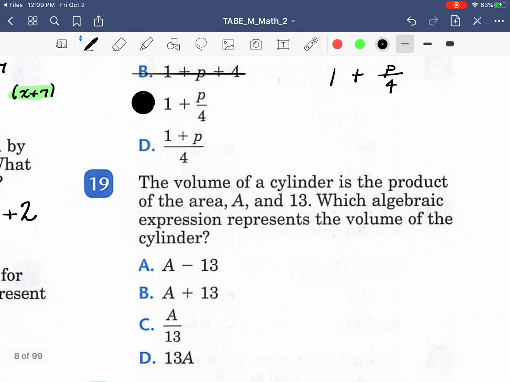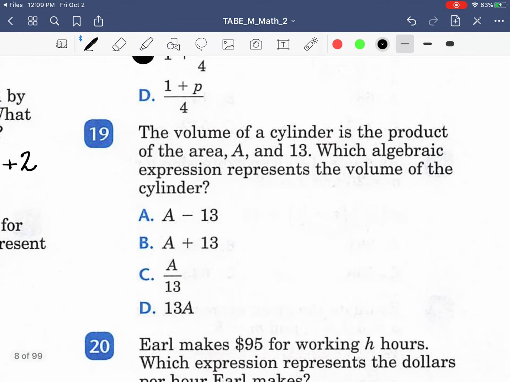Number 19. The volume of a cylinder is the product of the area and 13. Which algebraic expression represents the volume of the cylinder? The product of the area and 13. Product means multiply. So the only one of these that shows multiplying is D. We multiply the area times 13.